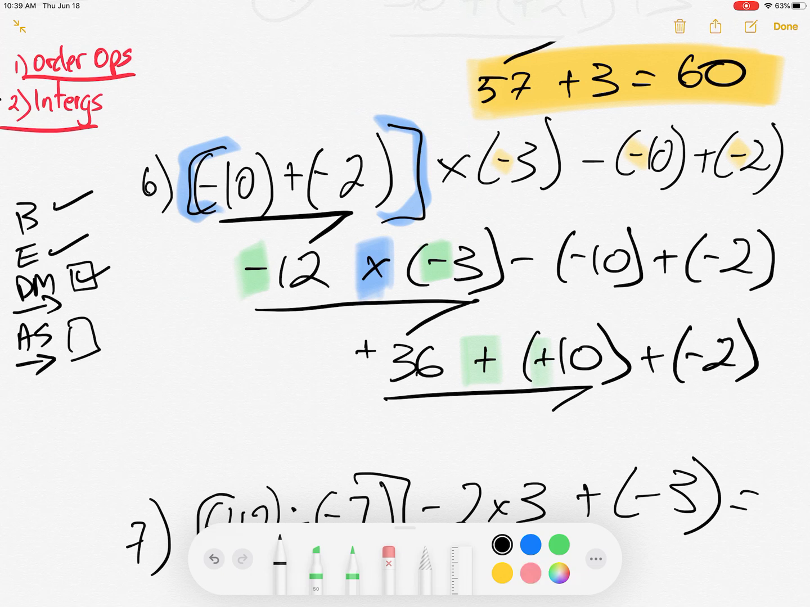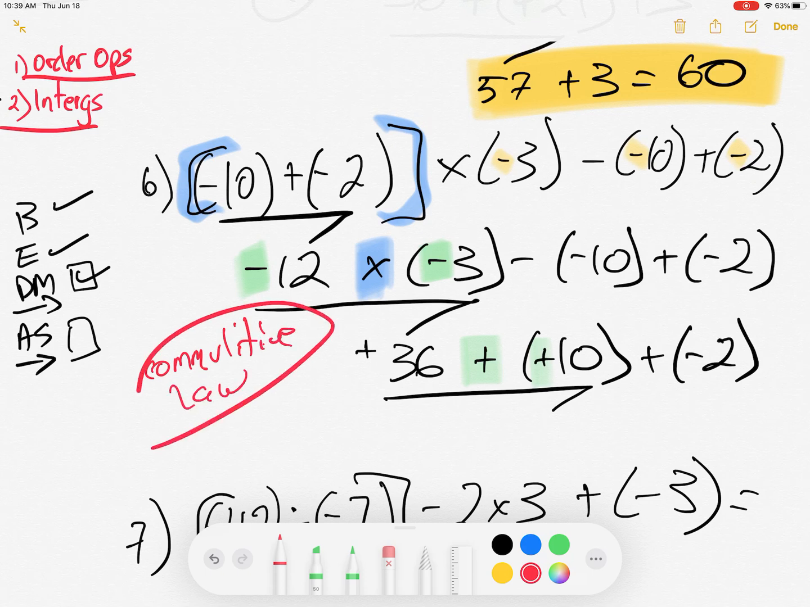Now here's just another little tip. There's this thing called the cumulative law. So technically I could add these in any order. I just like to follow protocol as much as I can, so it just makes things a lot easier. But if you don't know what this cumulative law is, look it up. It's really important, especially in high school.